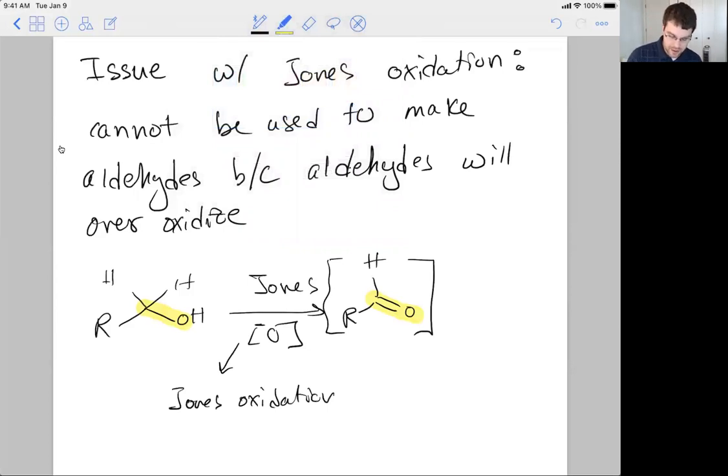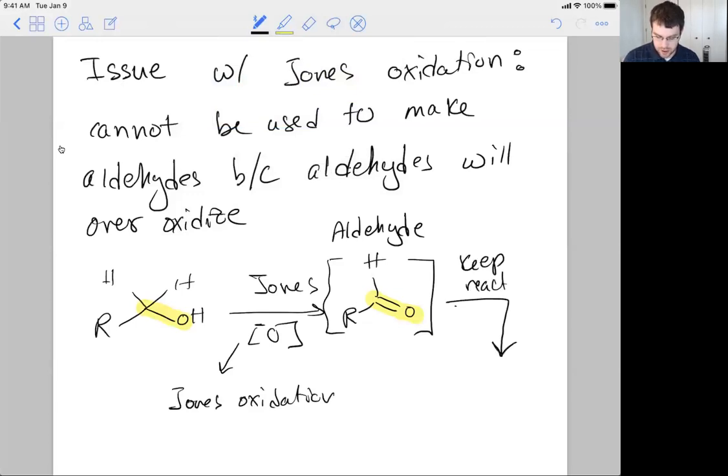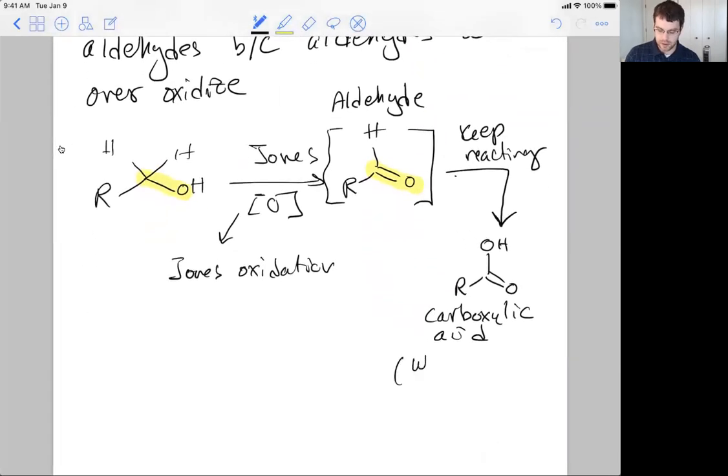But then this intermediate is an aldehyde. And the aldehyde is known to continue to react. And you can't control this or get it to stop, so you can't make the aldehyde. Instead, you over-oxidize the system. Now, the first oxidation is the formation of a carbon-oxygen double bond. The second oxidation is the insertion of an oxygen between a carbon and hydrogen. So this is the product that you would obtain, the carboxylic acid. And this, again, is what is formed.